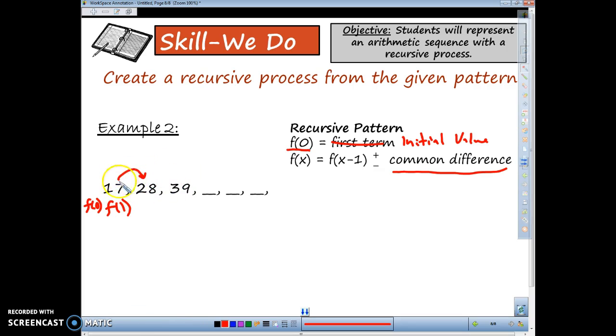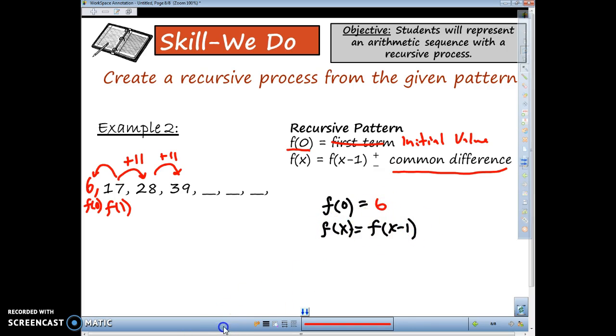Well, here we are adding to this. This is going up by 11. Here, 28 to 39 going up by 11. Okay, so it's arithmetic. I'm going up by 11. And going back a term, this is going to give me a value of 6. So, writing my arithmetic sequence is going to be f of 0 equals 6. Next, I write f of x equals f of x minus 1, the previous term, plus my common difference. And my common difference, my d value, is 11. So I say plus 11.